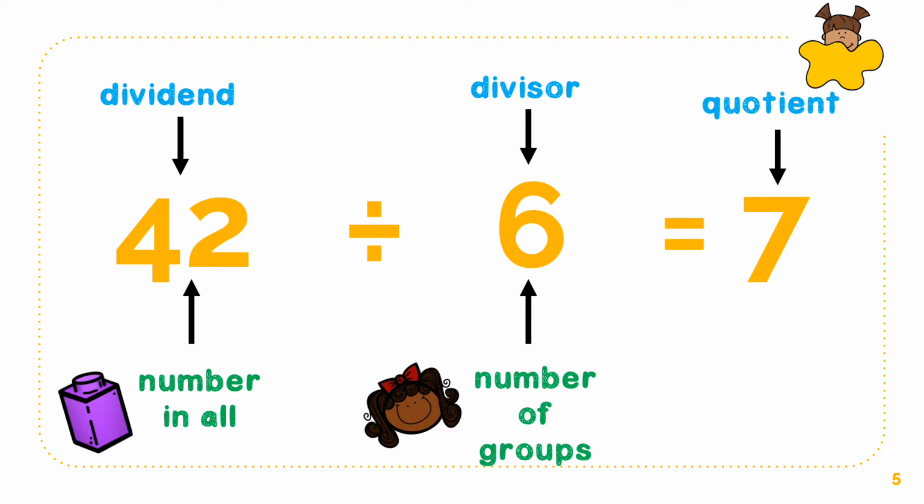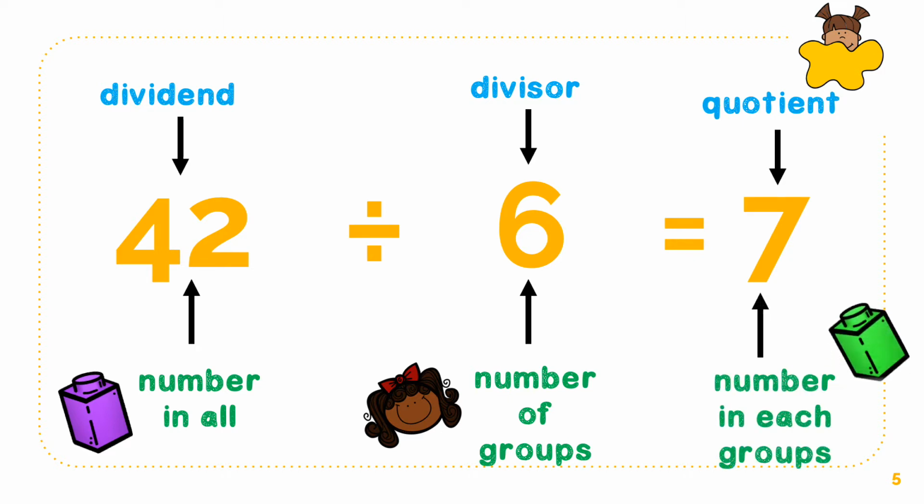The third number is called the quotient, and the quotient really is the answer to my division problem. This number represents how many each person received. We know that each person received 7 blocks.